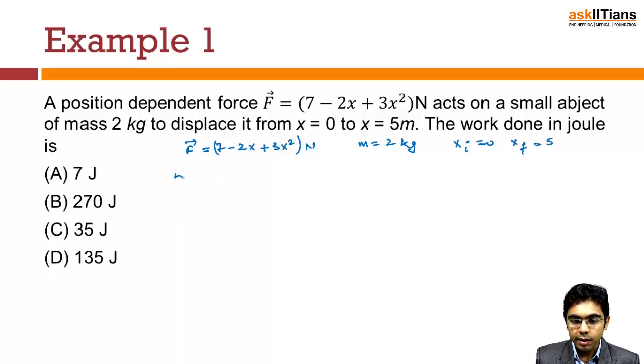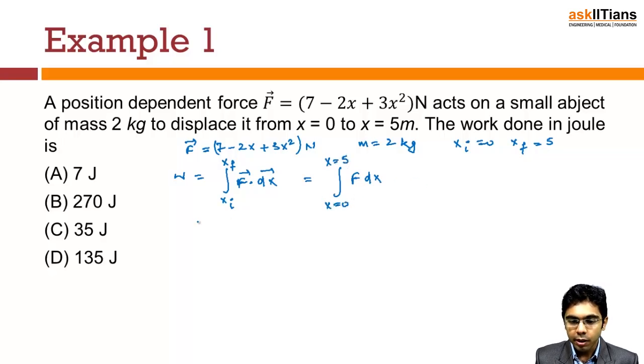That means work done is equal to the integral from x initial to x final of F dot dx. Since the displacement is along the x direction, we are taking it as F dot dx. This force is acting on the body to displace it, so the angle between the two will be 0. So we can simply write F dx, from x equal to 0 to x equal to 5.